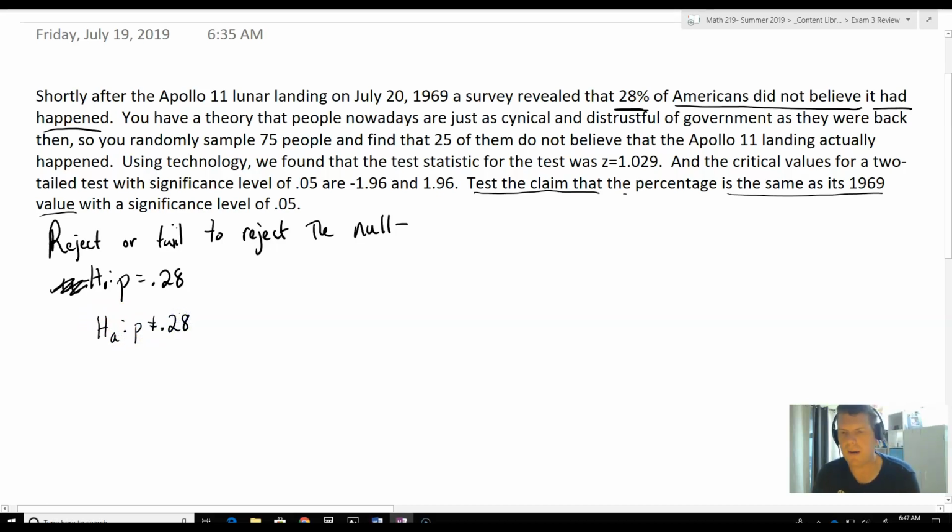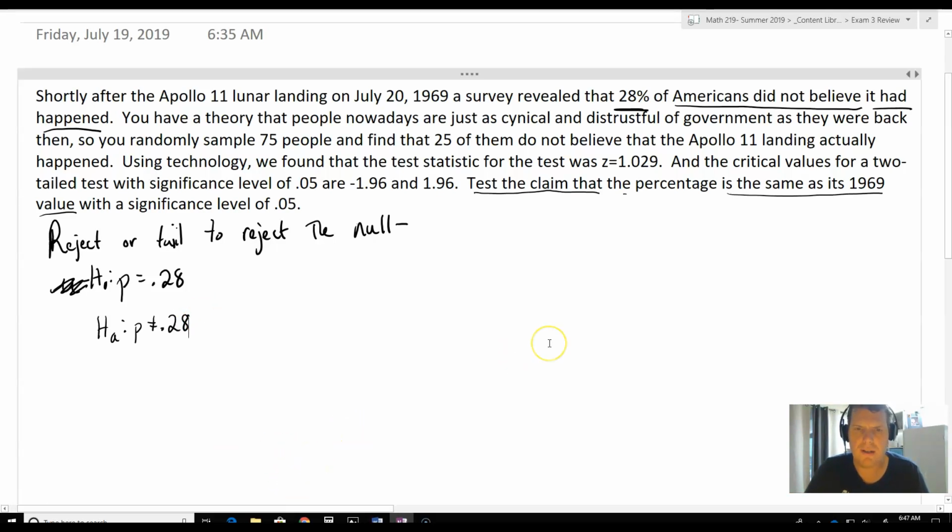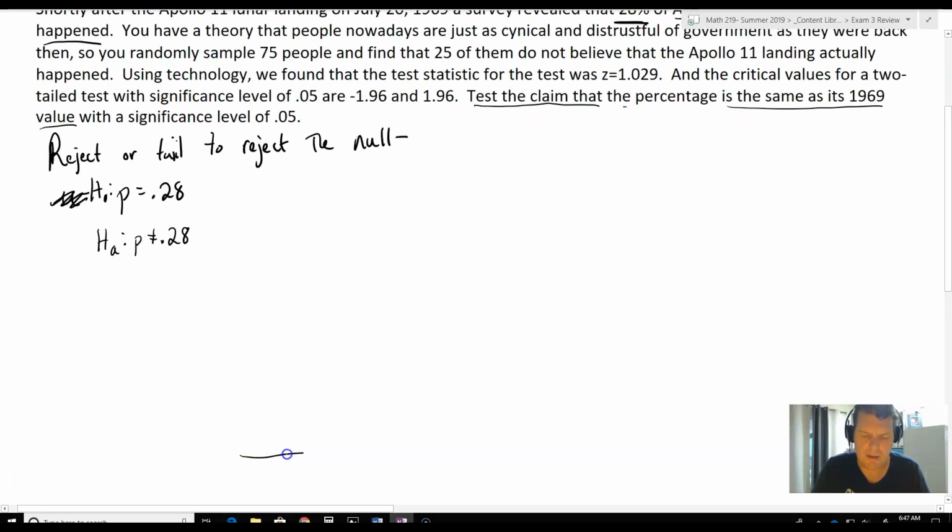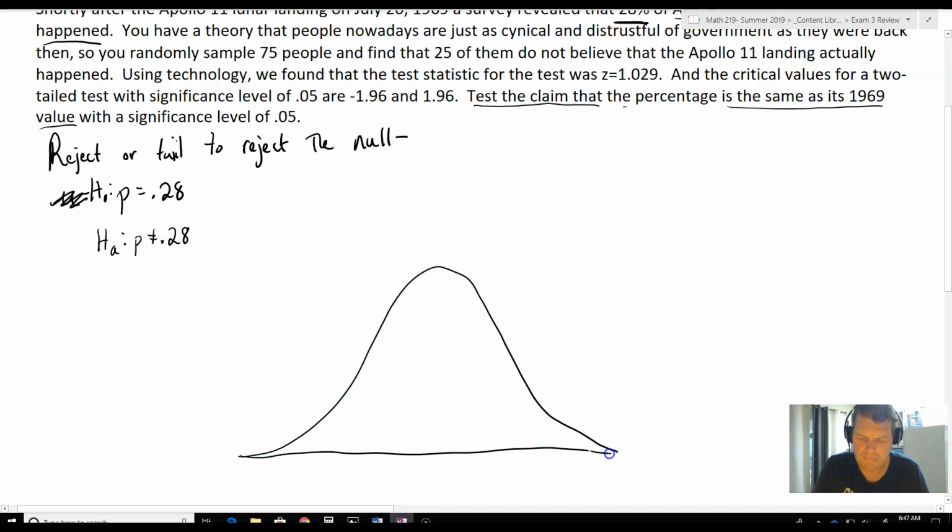Now, if you remember from our key terms work and from our work with setting up the distribution, this alternative hypothesis is going to tell you how many tails we're going to work with. So I'm going to draw that distribution for us so that we can get a sense of what that looks like. So here we are. Here's our distribution. We're going to have p in the middle, and that's p equals 0.28. That's my null hypothesis. And then this is going to be two-tailed.